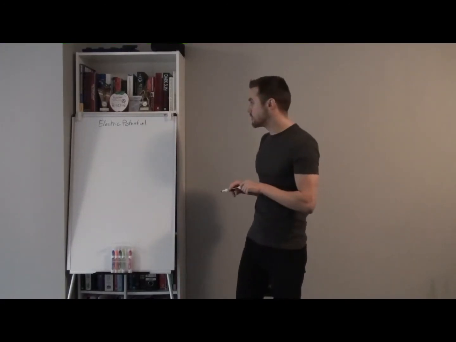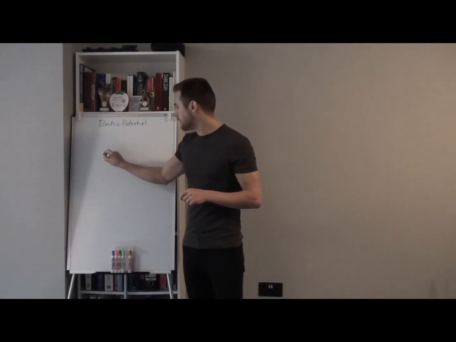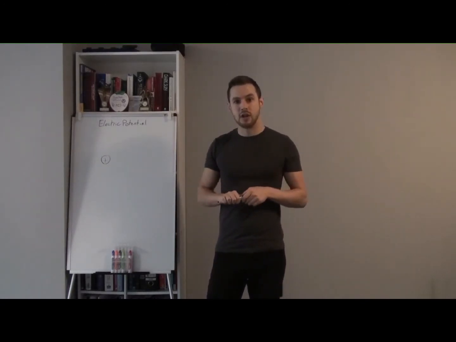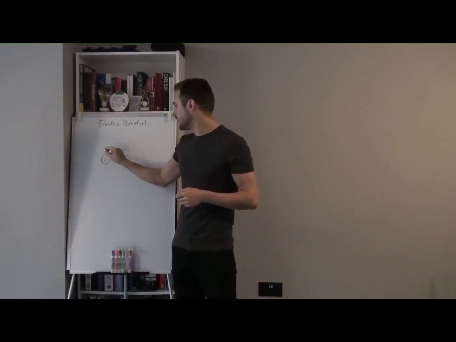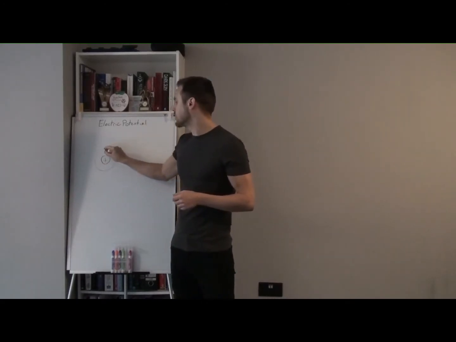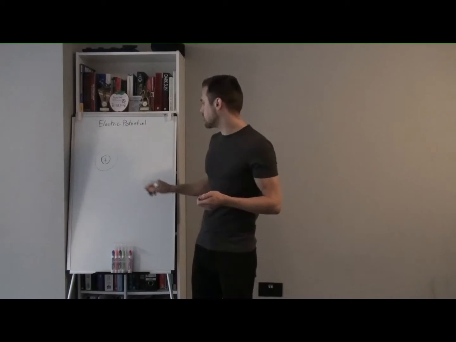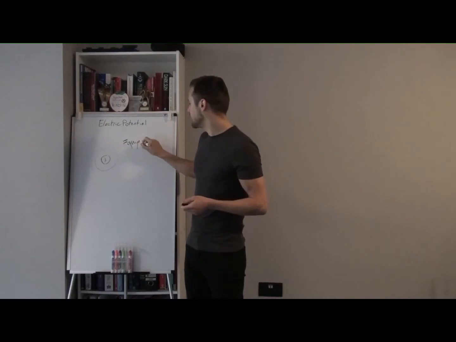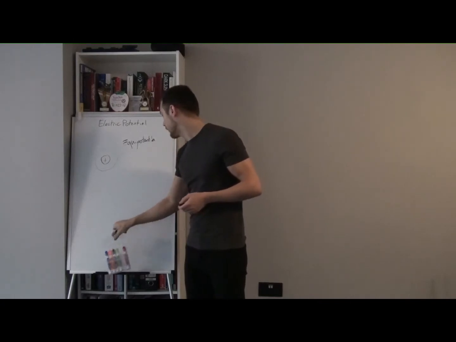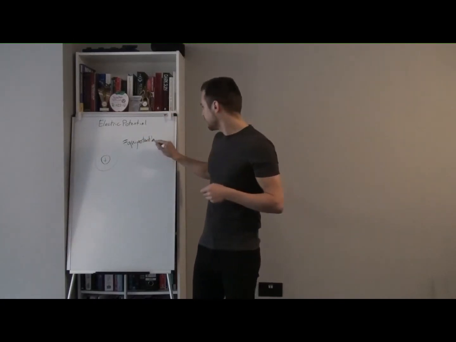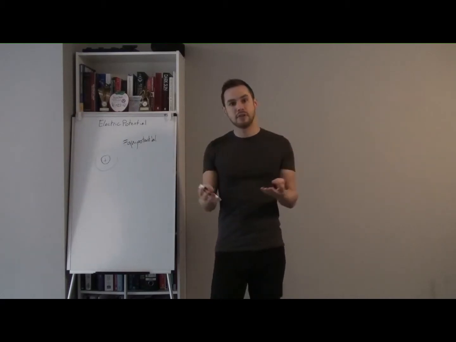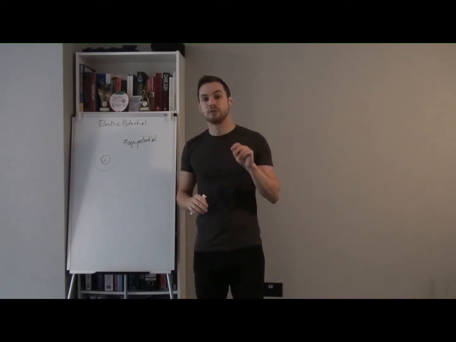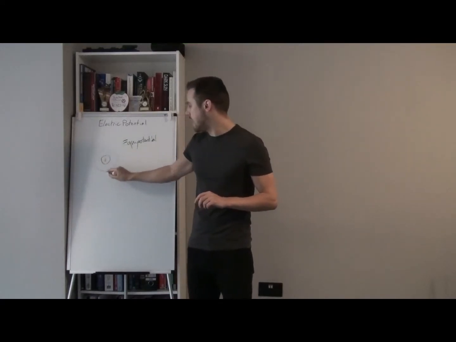So let's have a look at a couple possible examples. We may have, for instance, a positive test charge here. Now, if you have a positive test charge, we might have an electric potential. So we can actually draw around this an area that we call an equipotential. An equipotential is the surface around a charged object of constant potential. So the potential is the same everywhere around this.